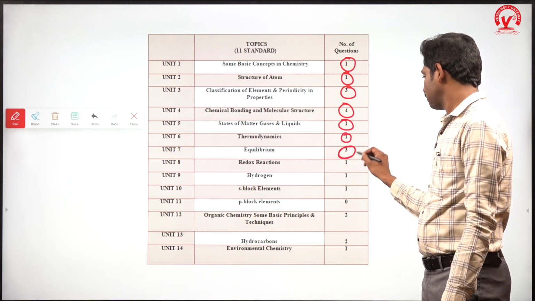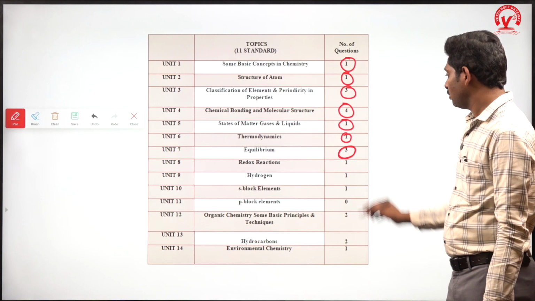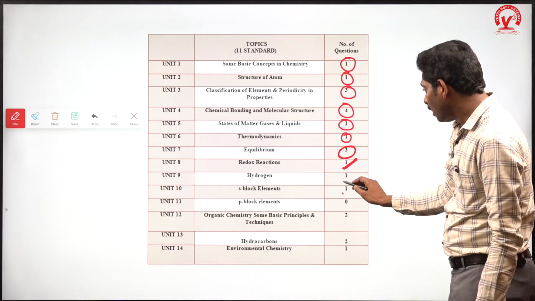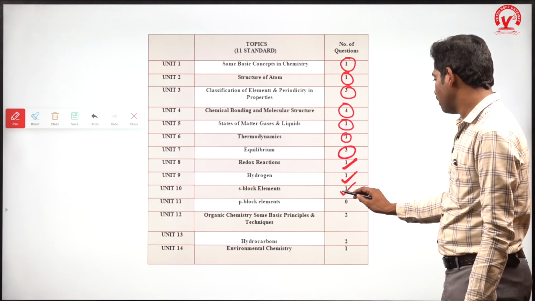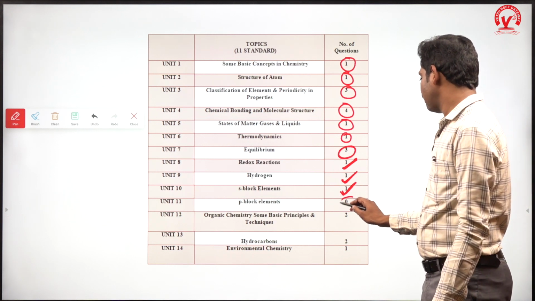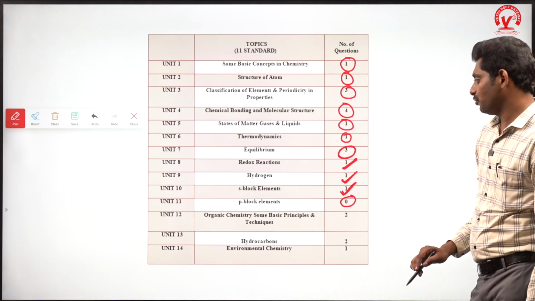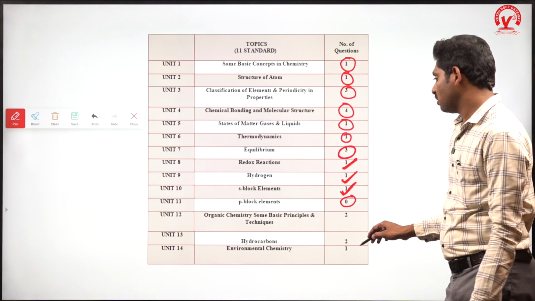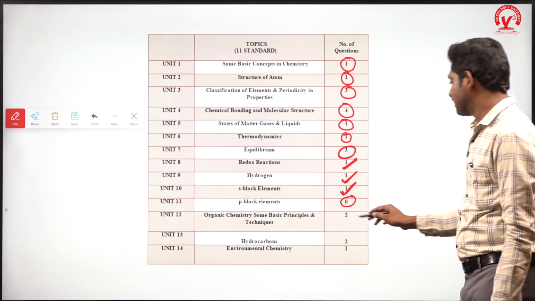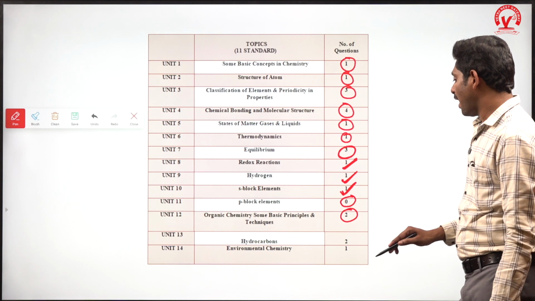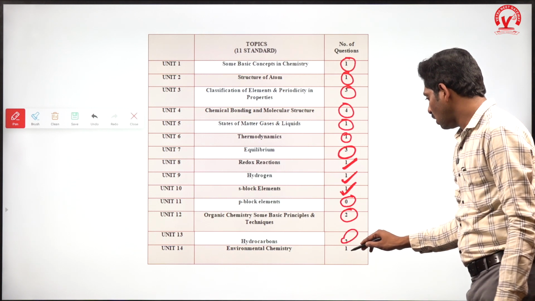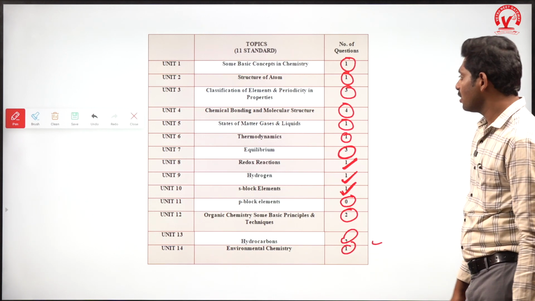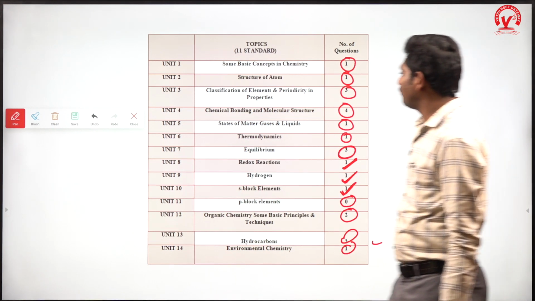is given 3 questions. Coming to redox reaction 1 question, hydrogen 1 question, and S block element 1 question. And P block in first year has no questions, 0 questions. Then organic chemistry some basic principles and techniques is given 2 questions, and hydrocarbons is given 2 questions, and environmental chemistry 1 question. So this is the first year split.